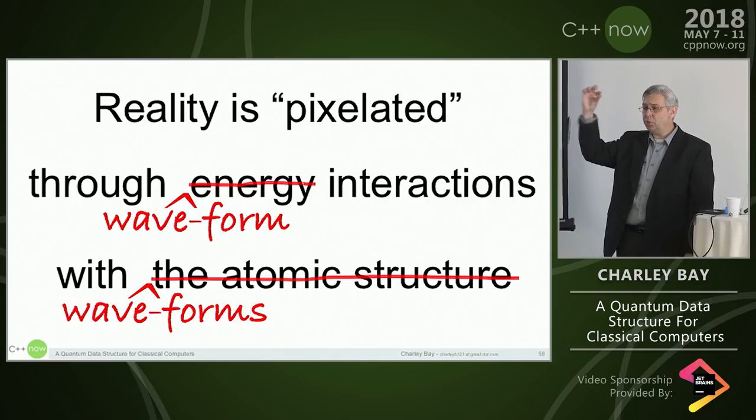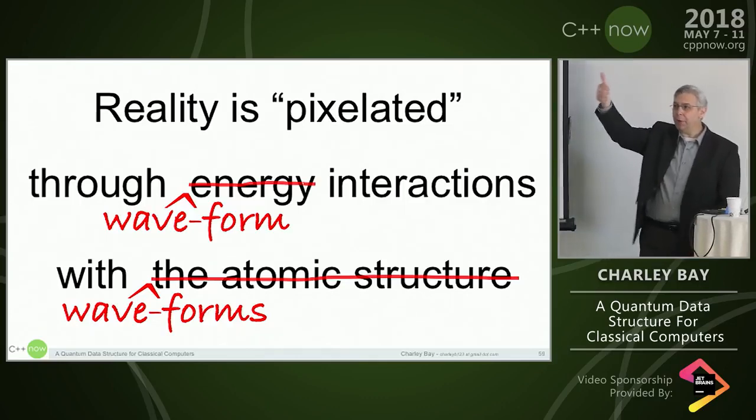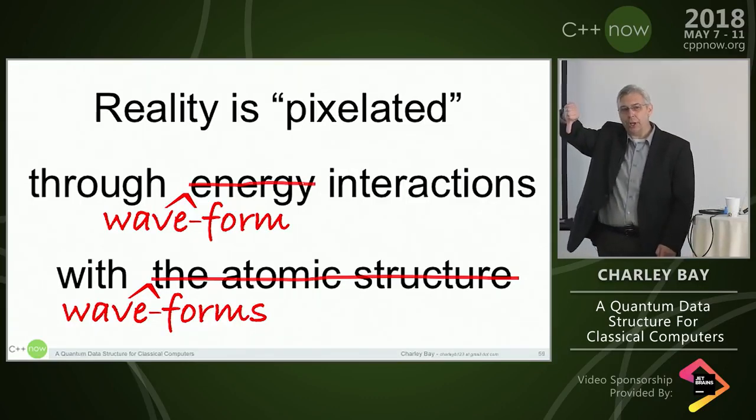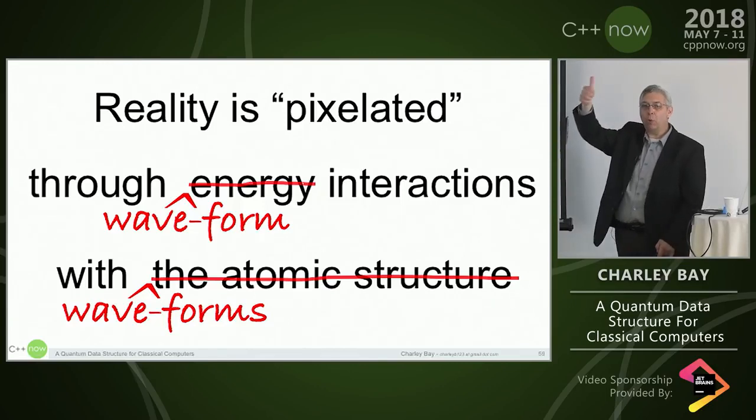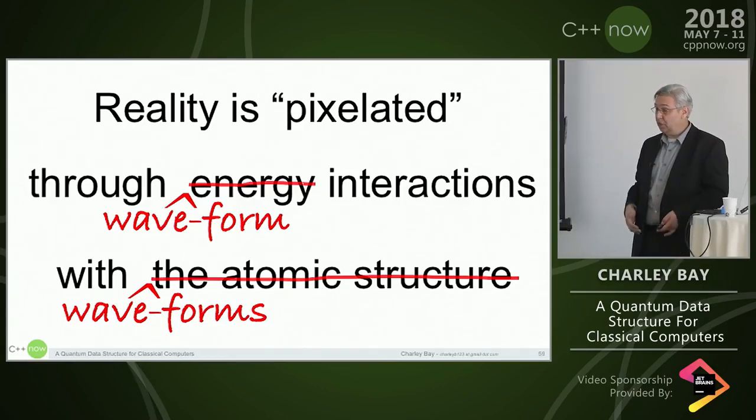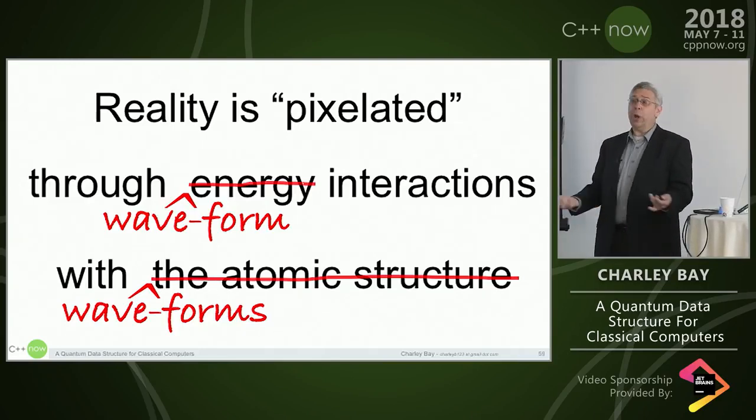And that wave function is what we're using. You either get an interaction or you do not get an interaction. That's the basis of all the quantum hardware. And you can get that interaction in a zillion different ways, which is why everybody's trying to build weird quantum hardware to do weird things.